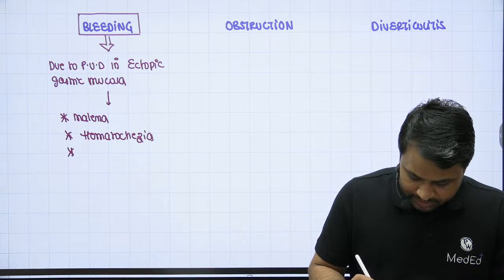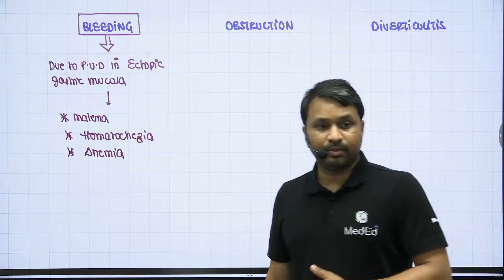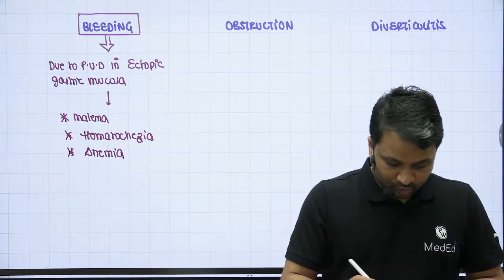And obviously extensive blood loss will also result in anemia. So lower GI bleeds, right? Melena, hematochezia as well as anemia are going to present. So this is about the bleeding.